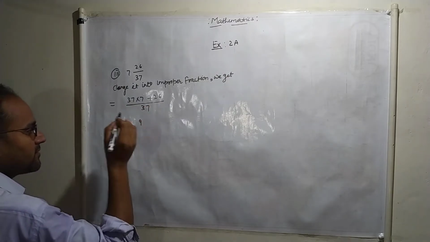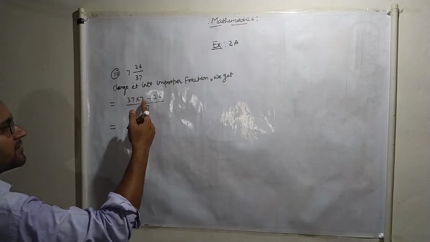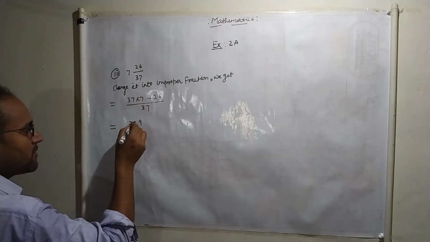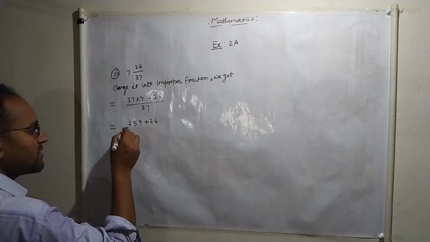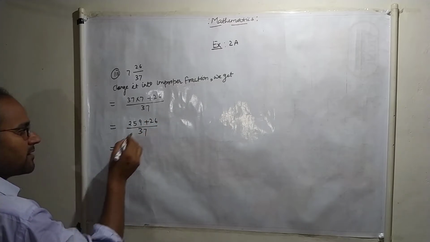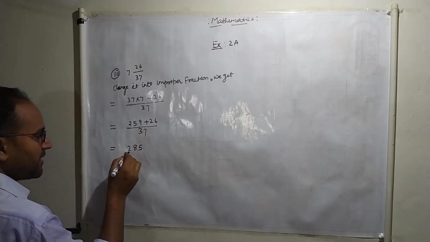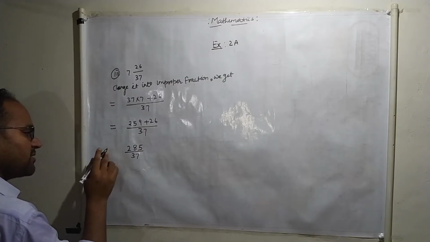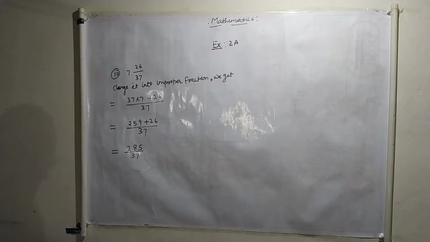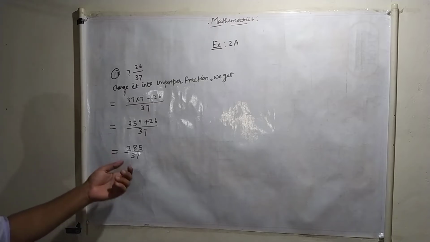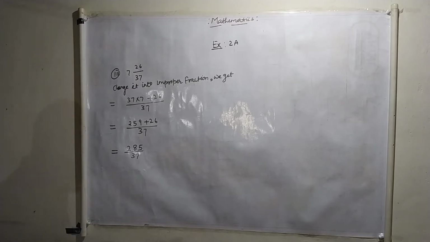37 is going to be multiplied with 7 and add 26 upon 37. 7 7s are 49, 4 carry. 7 3s are 21 plus 4, 25, and plus 26 upon 37. 9 plus 6 is 15, 1 carry. 5 plus 2 is 7, plus 1 is 8. 285 upon 37. That one is changed from a mixed fraction into an improper fraction. 285 upon 37. The remaining 2nd and 4th you will try at home.